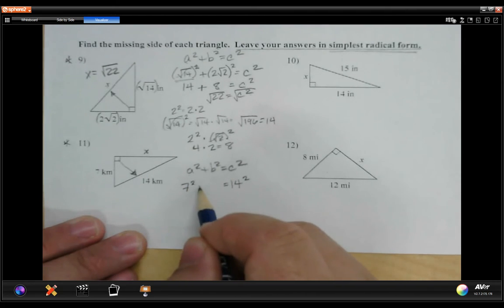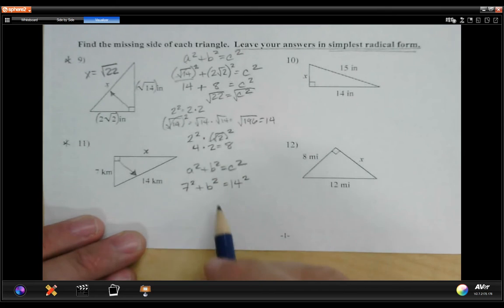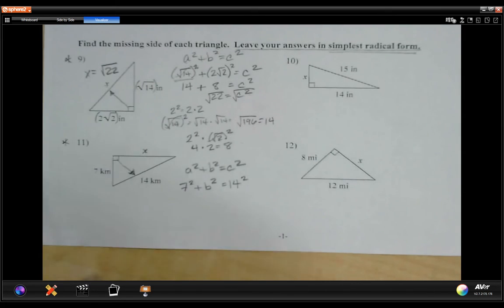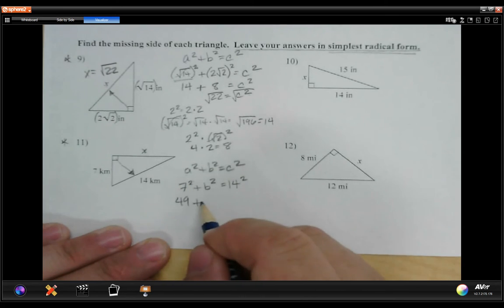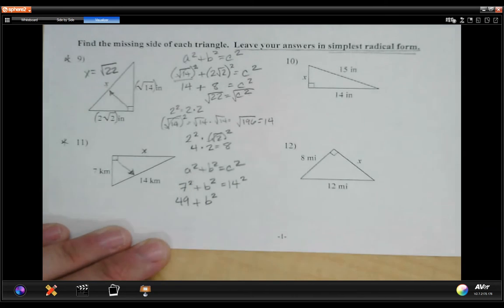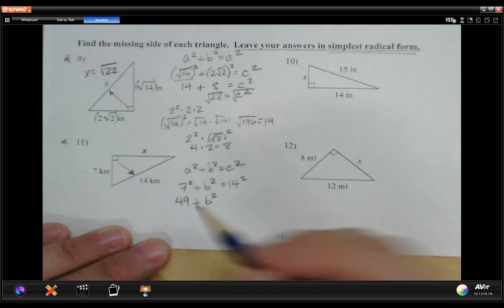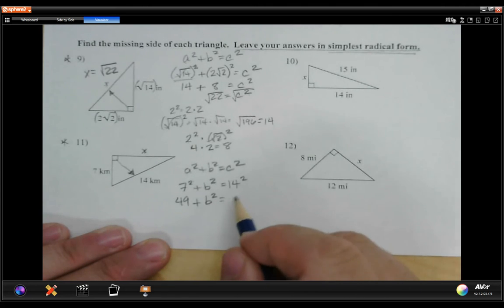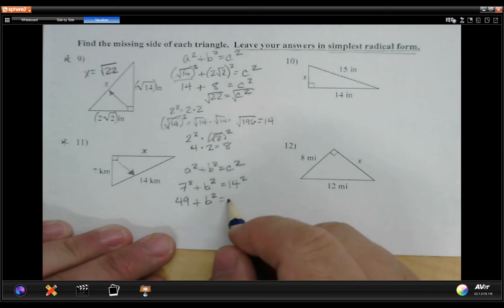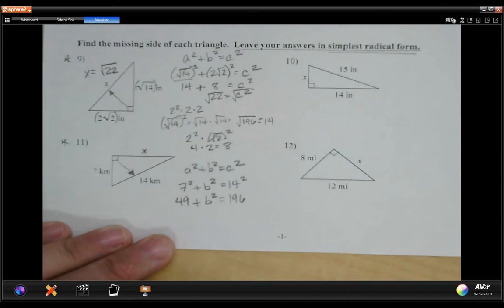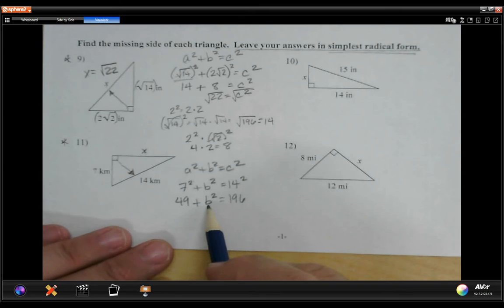So 7 squared plus b squared. We're looking for b squared. We're going to try to figure out what this x is right here. So now let's think about what we have to do. Let's do some math. 7 squared is 49 plus b squared. We're just going to bring that down as it is because we can't do anything with it. Equals 14 squared. Well, we already did that just a few minutes ago right here, right? 196. And so now I've got to try to get b squared by itself.